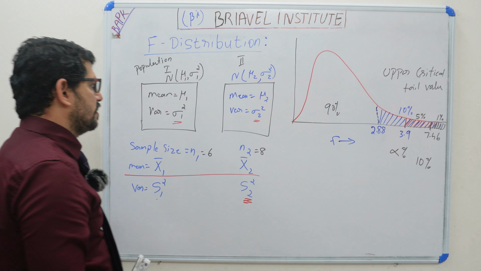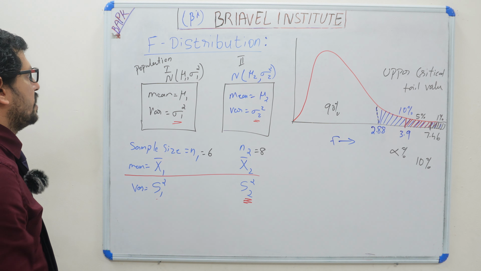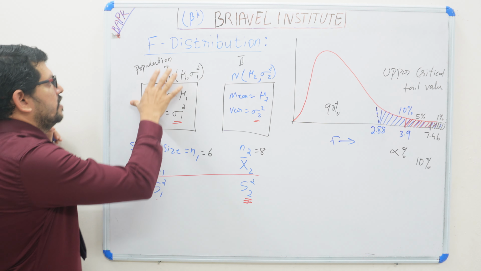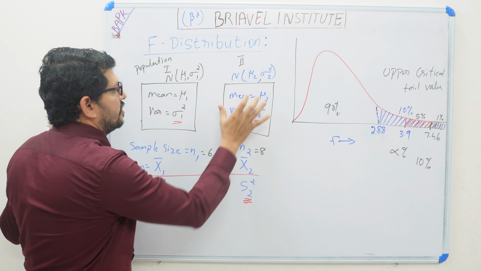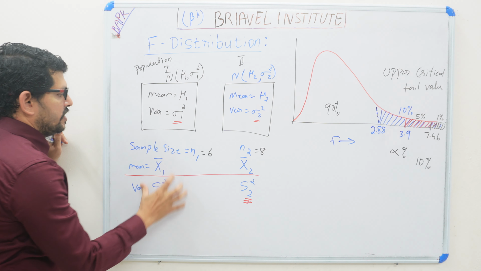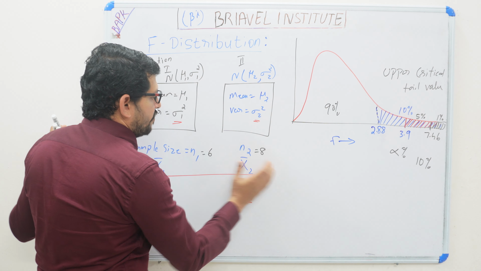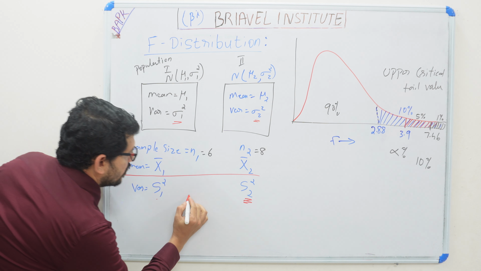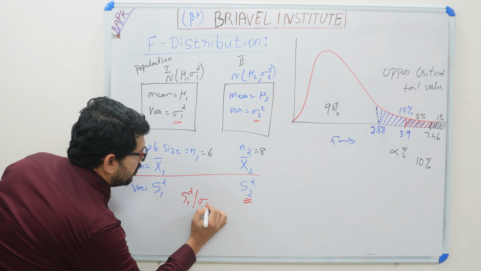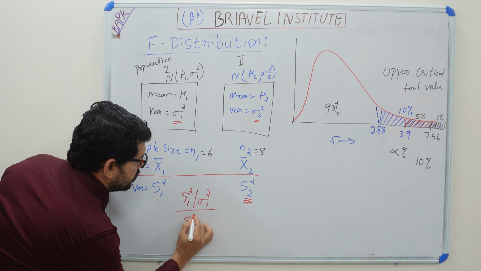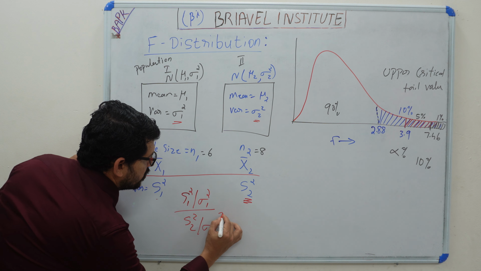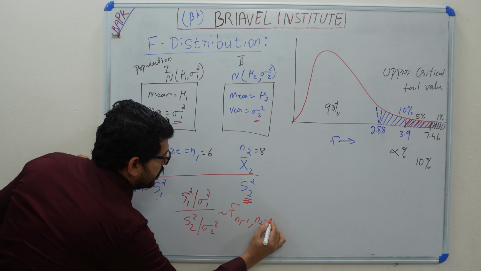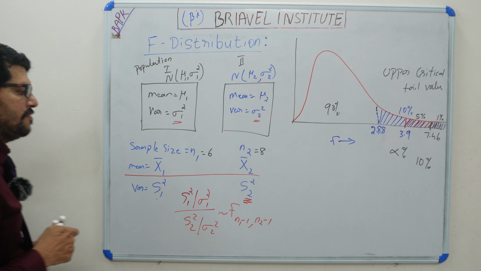So here we studied almost the F distribution, how to find out the value. We can explain once again. This is a population, mean and variance. Here also mean and variance. From the populations, we take samples of different sizes, and we write the formula S1 squared divided by sigma 1 squared, whole divided by S2 squared divided by sigma 2 squared, approximately equal to F with n1 minus 1 and n2 minus 1. This is the F distribution.